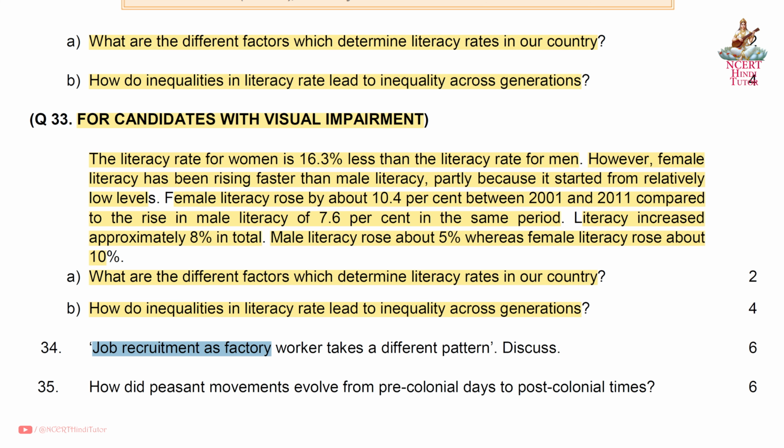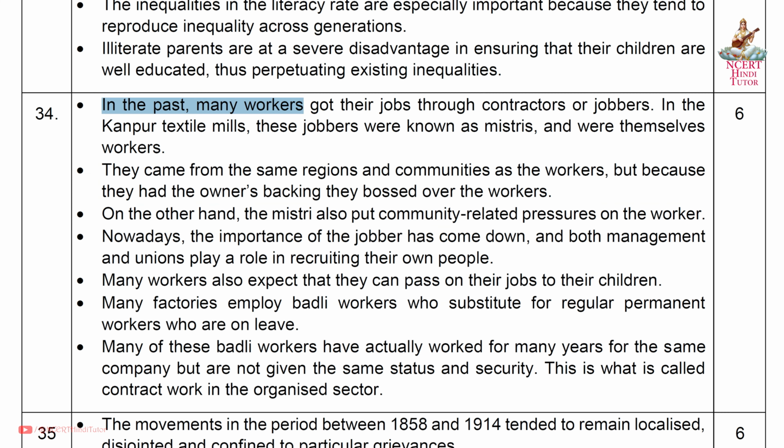Job recruitment as factory worker takes a different pattern. Discuss. Answer. In the past, many workers got their jobs through contractors or jobbers. In the Kanpur textile mills, these jobbers were known as mistris and were themselves workers. They came from the same regions and communities as the workers, but because they had the owner's backing, they bossed over the workers. On the other hand, the mistri also put community related pressures on the worker.